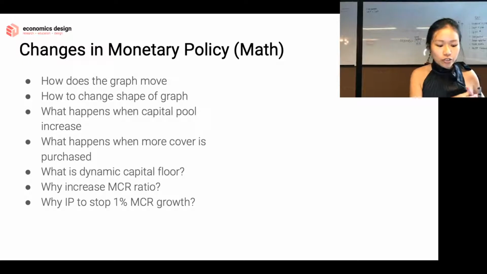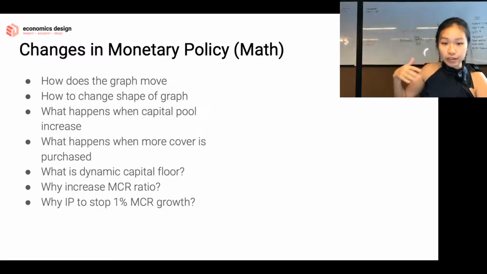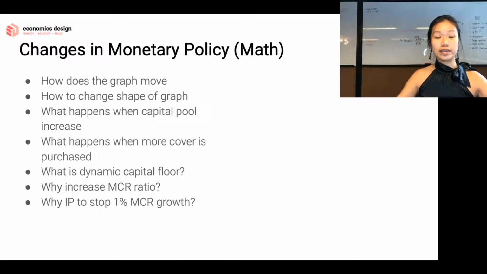So the MCR ratio shows how efficiently the capital is being used and deployed. And if the ratio is very high, it means that there's a lot of capital available that is not being used as the reserve. That means we have a lot of capital available to be used for other things, like other kinds of investment, other kinds of funding, other ways to get returns on your capital.